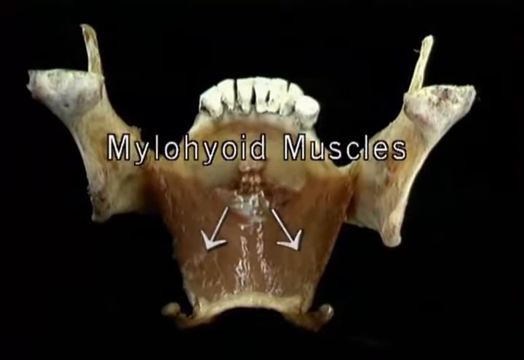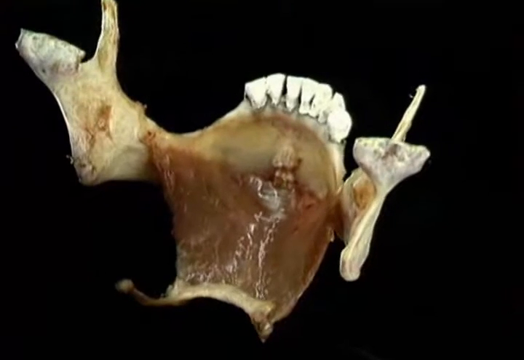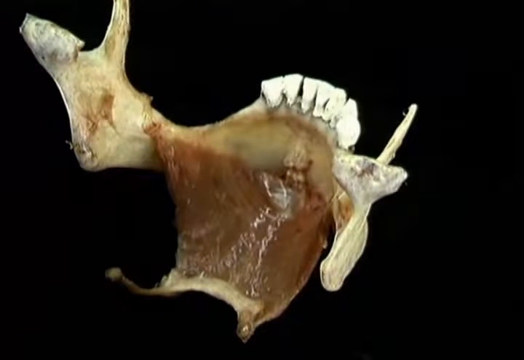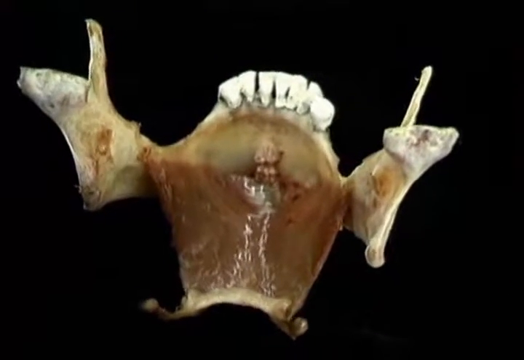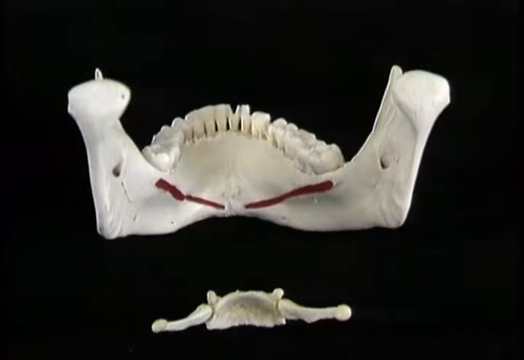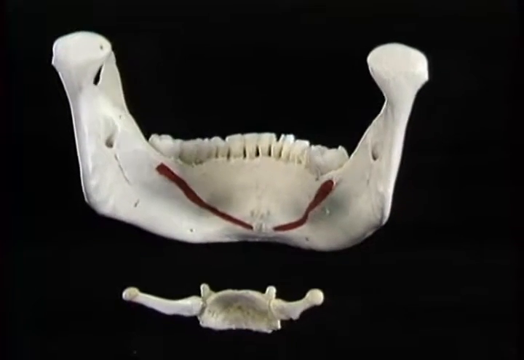Here are the 2 mylohyoid muscles. Between them they form a continuous sling of muscle that forms the mobile floor of the oral cavity. The mylohyoid muscle arises from the mylohyoid line on the mandible.